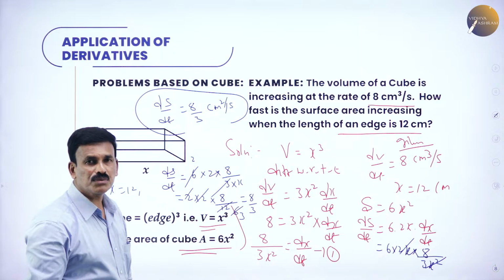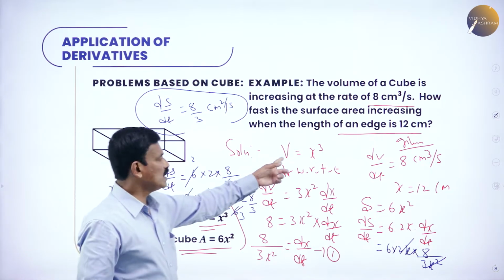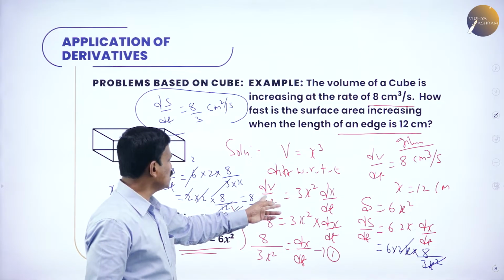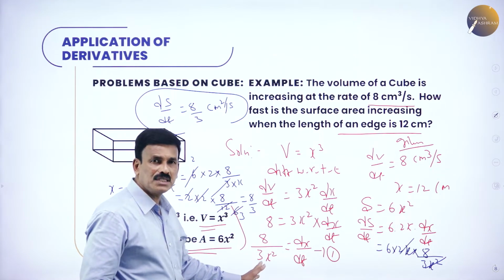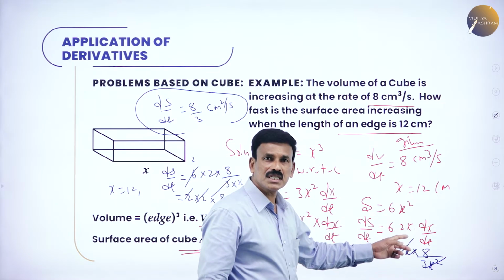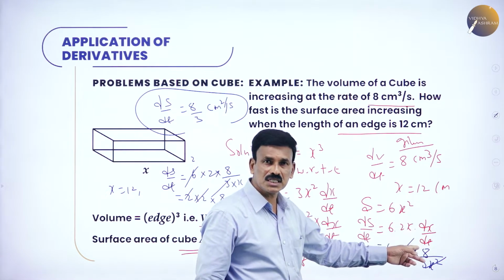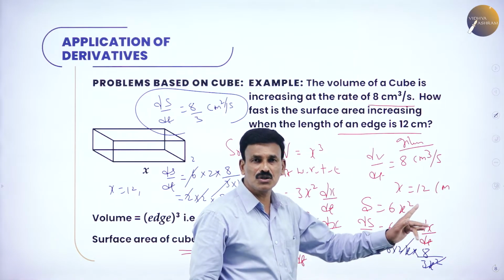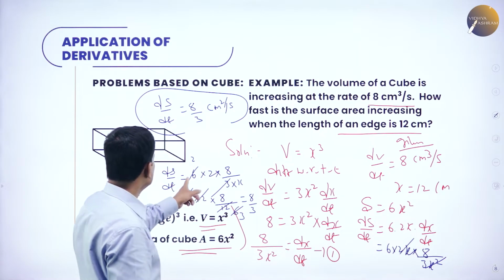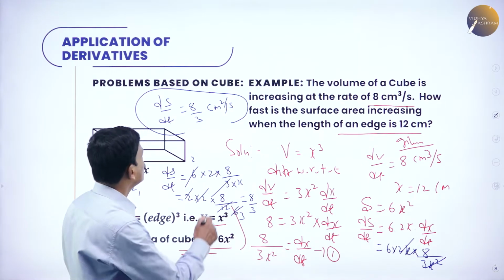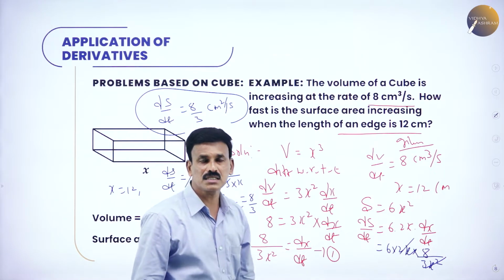Anyway, this is a very important problem indeed; sometimes they may ask this for 5 marks also. See, volume V is equal to x cube, differentiate with respect to t, dV by dt is 3x square dx by dt, and therefore dx by dt is equal to 8 by 3x square. What is the surface area? S is equal to 6x square, differentiating with respect to t, dS by dt is equal to 6 into differentiation of x square, which is 2x dx by dt. Just substitute the value of x is equal to 12 and dx by dt is equal to 8 by 3x square. Simplify, you will get this value, 8 by 3. So therefore, the rate of change of surface area is 8 by 3 centimeter square per second. That's it. Hope you followed.